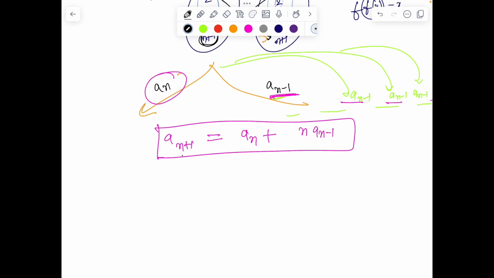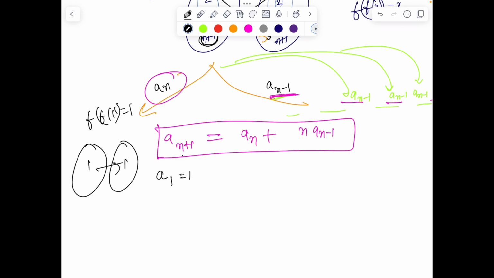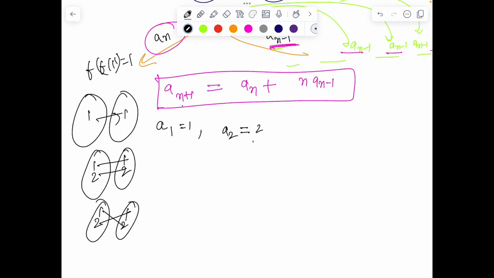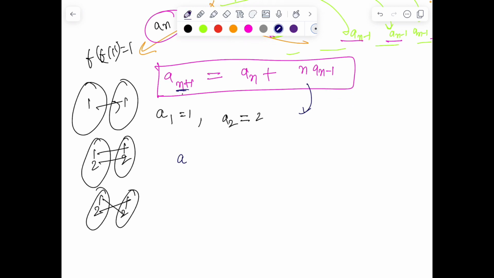What's the beauty of this recurrence relation? Once you know a particular value, you know the next generation. So let's say I start with a1. What is a1? Clearly a1 is 1, because if you have one element, the only way where f of 1 is 1 is when f of 1 is 1. There is no other way. What about a2? a2 is also easy to calculate. If you have two elements, 1, 2 and 1, 2, we have only two possibilities. One possibility is 1 going to 1, 2 going to 2, or 1 going to 2 and 2 going to 1. I can easily tackle the next part of the problem.